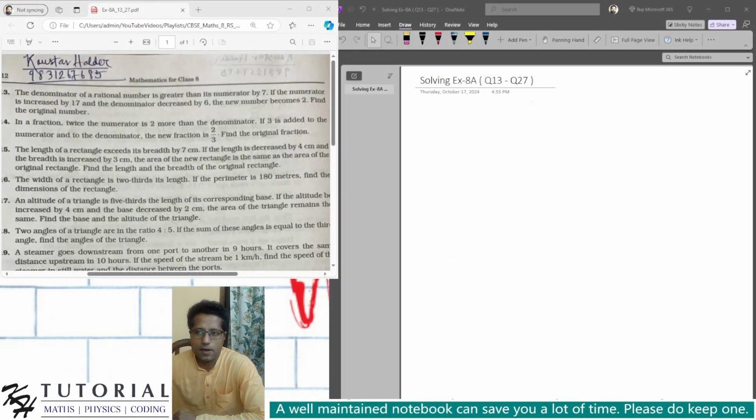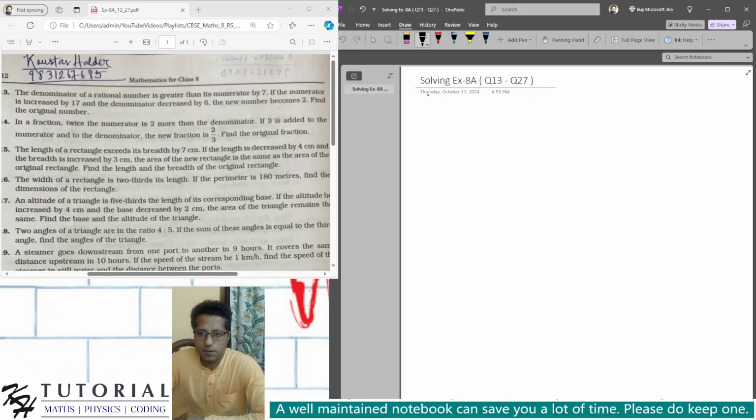Okay, so I have the problems number 13 to 27 on the left hand side from exercise 8B, and I will solve the problems on the right hand side. I hope the problems may not look that big, but I hope it's readable. It's big enough so that you can read the problems.